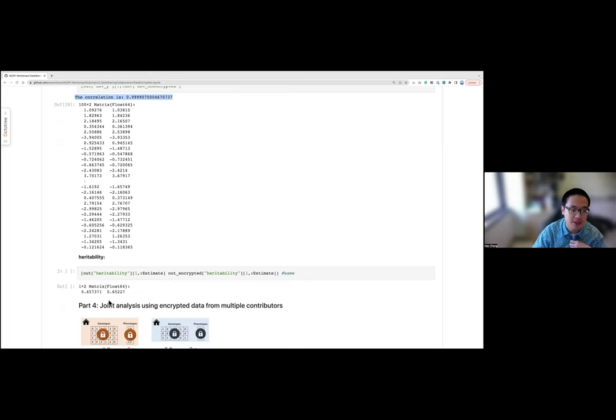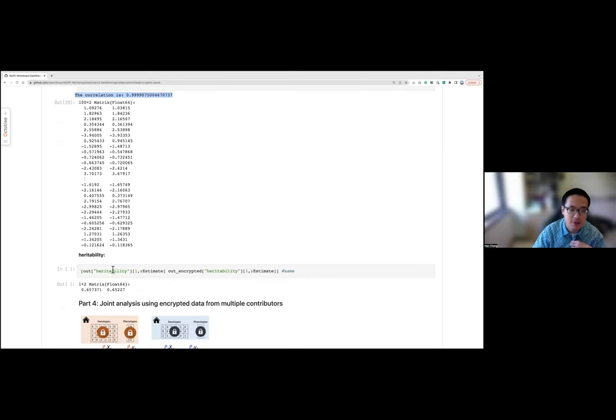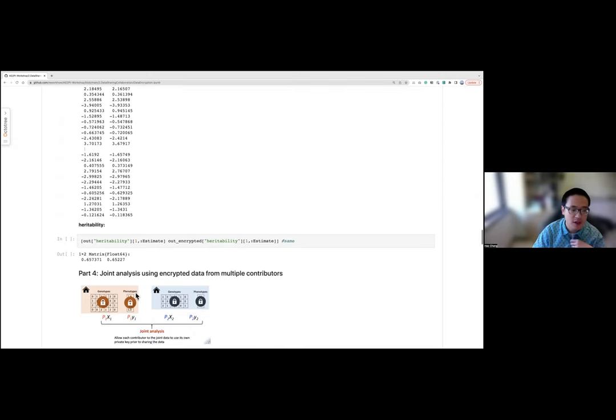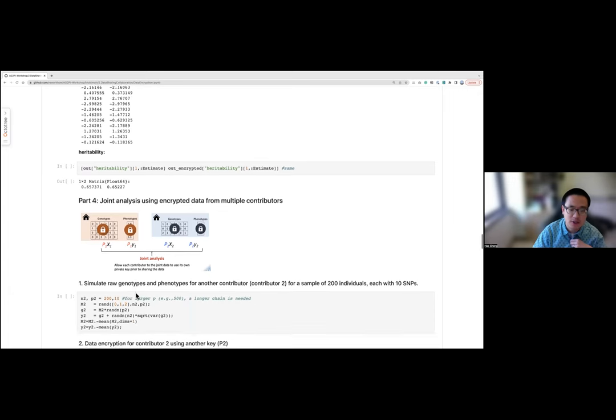Heritability: if you are interested in this kind of genetic parameter, the heritability using the raw data and the heritability using the encrypted data are very similar. So 0.65, this is the raw one, this is the encrypted one. They're almost identical.